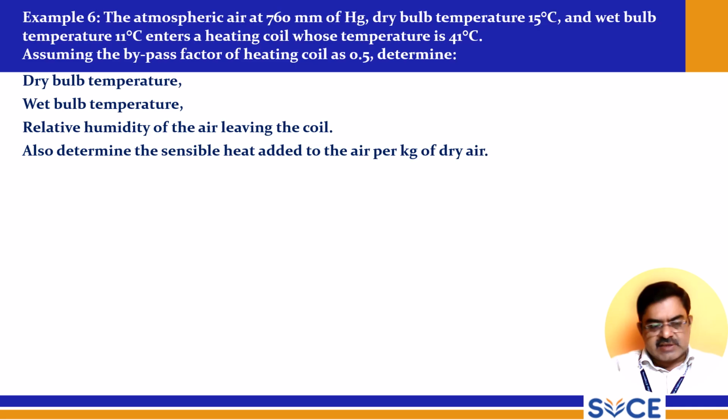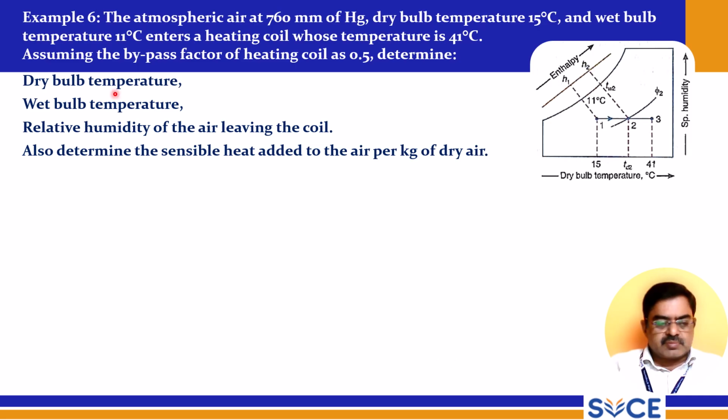And the next example: atmospheric air at 760 mm of Hg, dry bulb temperature 15 degrees Celsius and wet bulb temperature 11 degrees Celsius enters a heating coil whose temperature is 41 degrees Celsius. Assuming the bypass factor of the heating coil is 0.5, determine the dry bulb temperature, wet bulb temperature, and relative humidity of air leaving the coil. Also determine the sensible heat added to the air per kg of dry air.